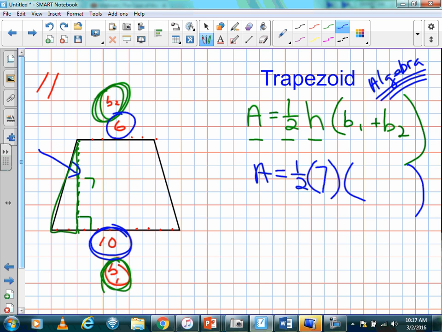I'll take 10 first and I'll add it. Remember, you're adding. You are not multiplying, you're adding. So let's just finish up this bad boy. 16. Hold on, we're going to take a shortcut with this.